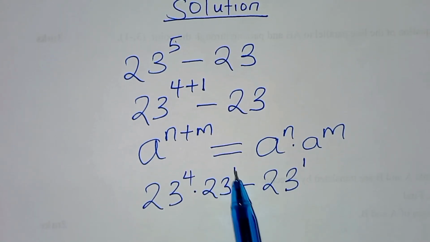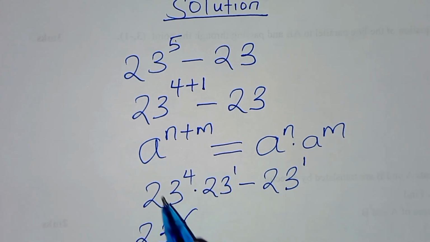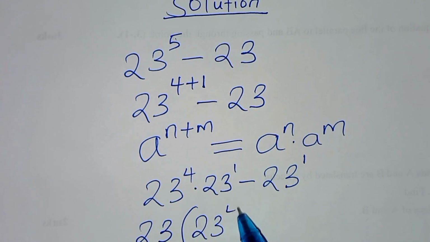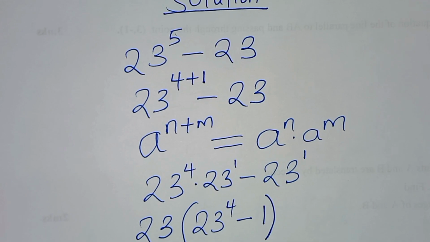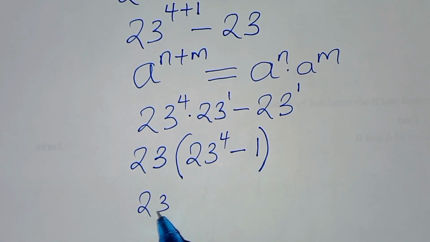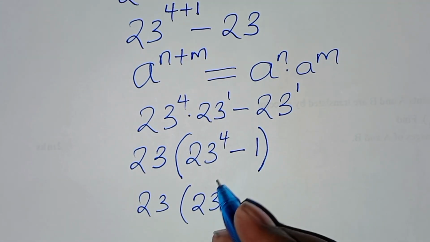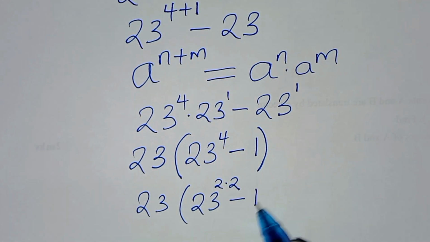Now, 23 to power 1 here, 23 is common. So let's factor out 23, so that we'll have 23 into the bracket: 23 to power 4, subtract 1. The next step here, we can express 23 to power 4 as 23 raised to power 2 times 2. 2 times 2 is the same thing as 4. Subtract 1, okay?